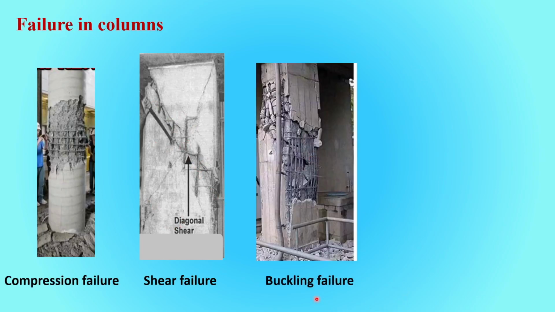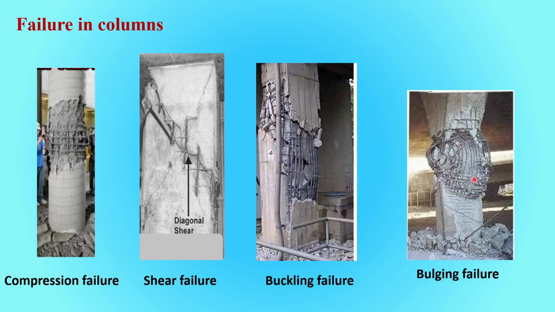It can fail in buckling. Buckling, you understand, the column bends like this. So initially it will bend elastically and then as the displacement undergoes more and more magnitude, it will form cracks on the convex side and it will fail like this.